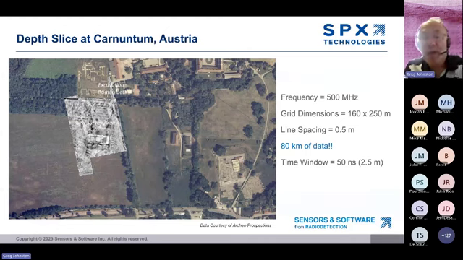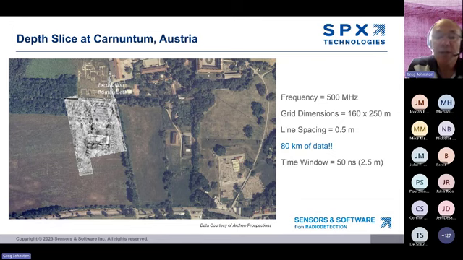So they went out with a 500 megahertz GPR system. They collected an area 160 by 250 meters at a line spacing of 0.5 meter, which is tremendous data density. If you do the math, that is 80 kilometers. That's 80 line kilometers of data. And they collected that data to a depth of about 2.5 meters. The researcher that collected this data spent 11 days collecting the data, averaging about 7 kilometers of data per day.